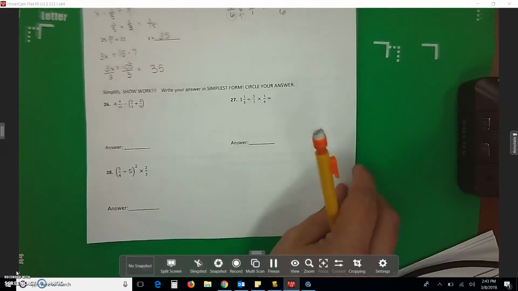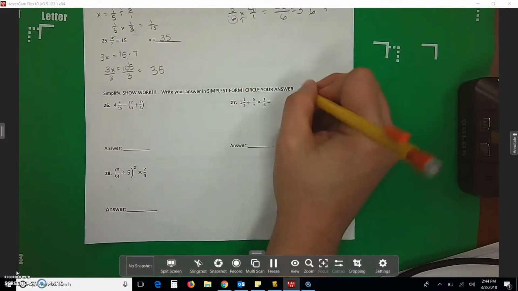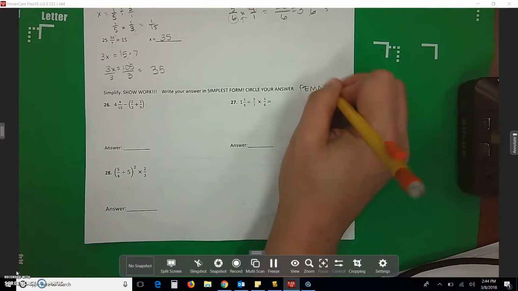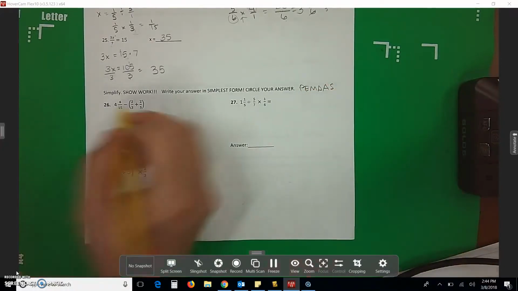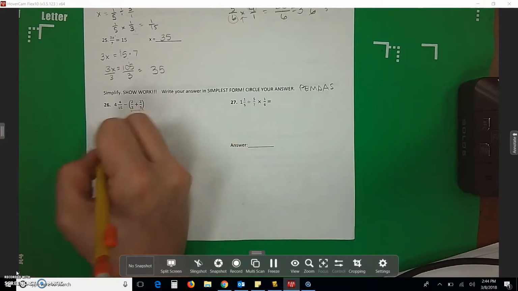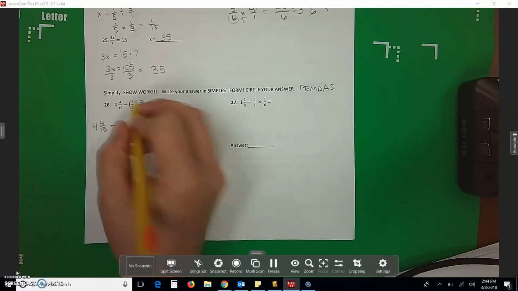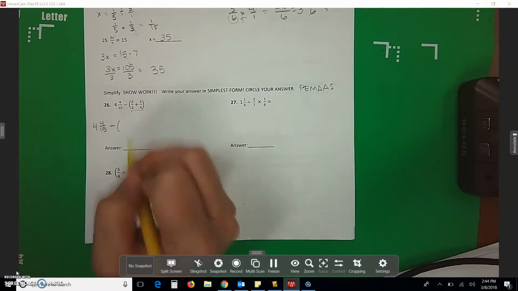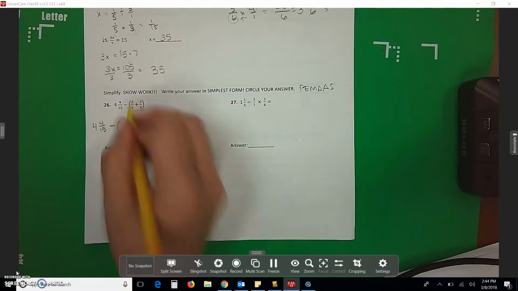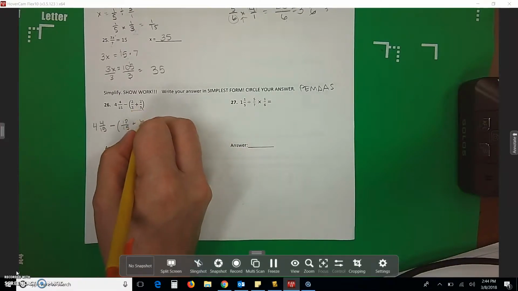Now we've got some orders of operation. First, we're going to write PEMDAS up here so we don't forget. First is parentheses. Since we're adding, we have to have common denominators. Common denominator of 3 and 5 is going to be 15. So we're going to have 4 4/15 minus parenthesis. To turn that into a 15, we have to multiply by 5. What we do to the bottom, we do to the top. So that's 10/15. To get that to 15, we multiply by 3.